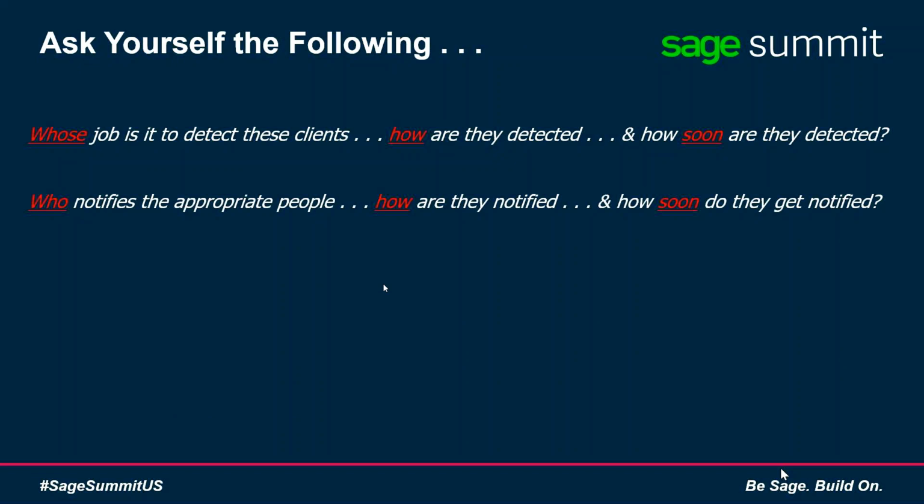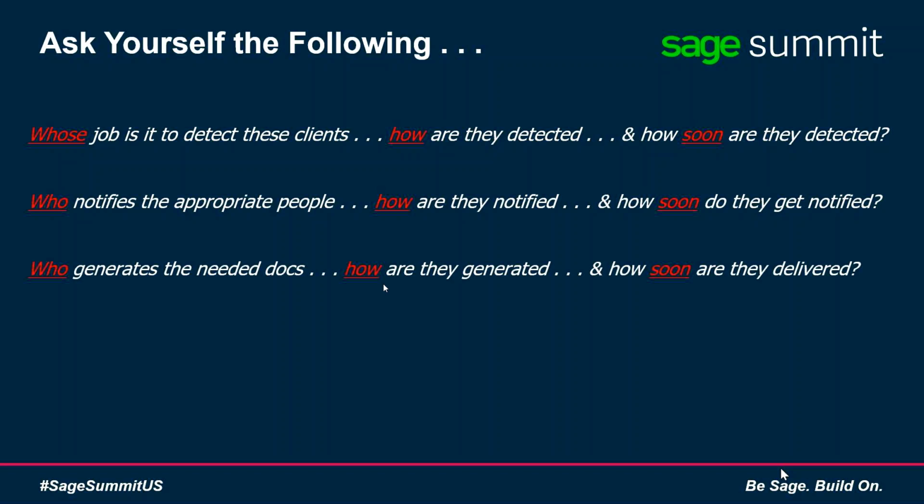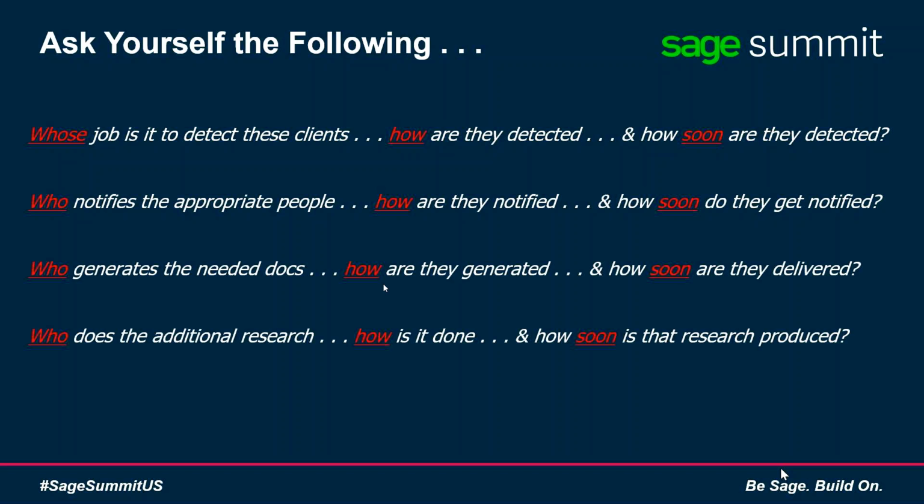Whose job is it to notify the appropriate people, the sales rep, your CFO, the client? And again, how soon do they get notified? Whose job is it to regenerate the corresponding invoice and deliver it to the corresponding client and their sales rep? Who's responsible to perform that additional research, to run that AR aging report, to see if there are other issues that come into play with this client situation?